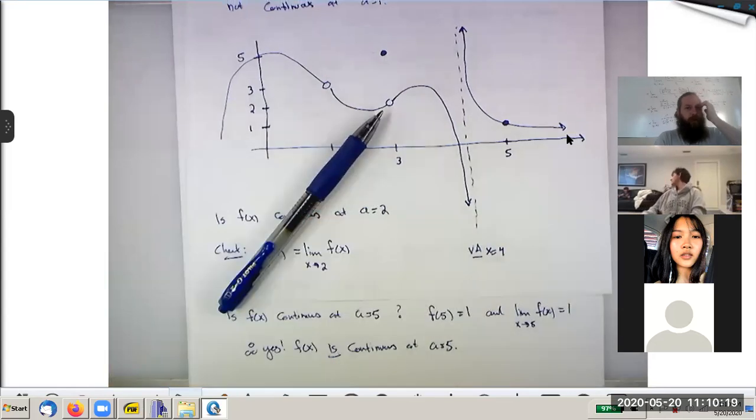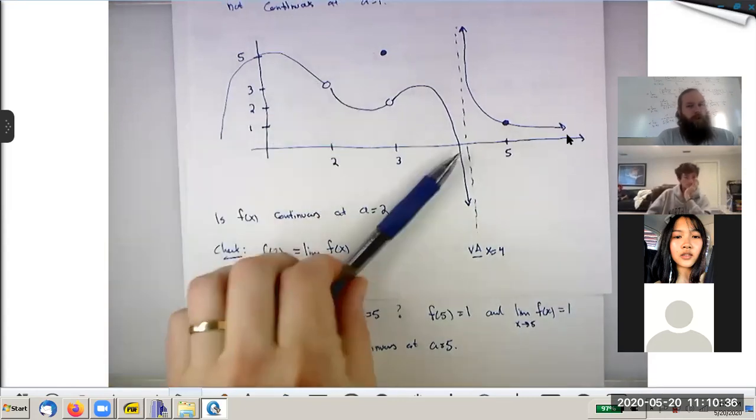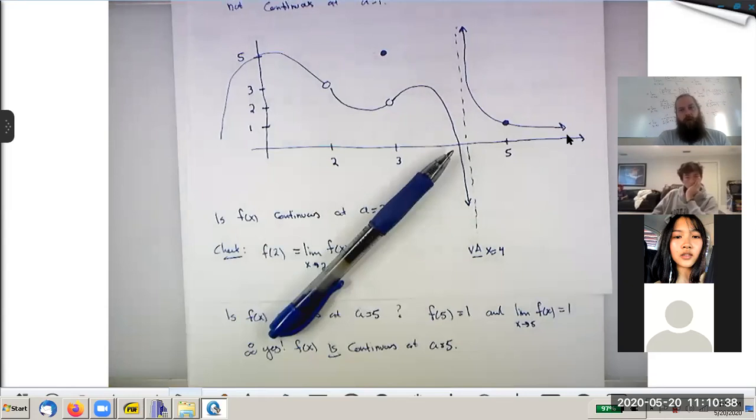Here, this is a similar problem. It's another discontinuity. And I don't think your book classifies these as removable because the function is already defined at 3. But you could fix the discontinuity there by redefining f of 3 to be 2. The discontinuity we see here at 4 is called an infinite discontinuity. The function blows up to infinity, right? Or goes down to negative infinity. Either way, there's no repairing that. There's nothing you can do to fix that.